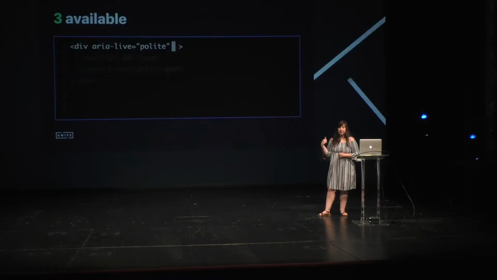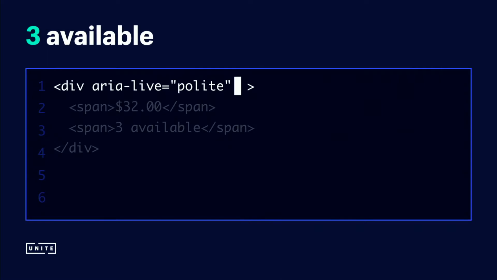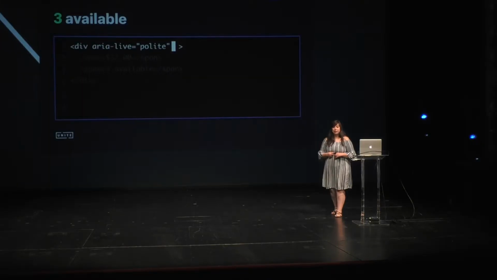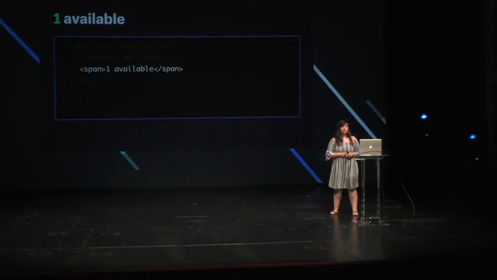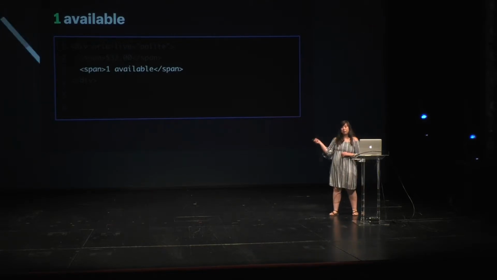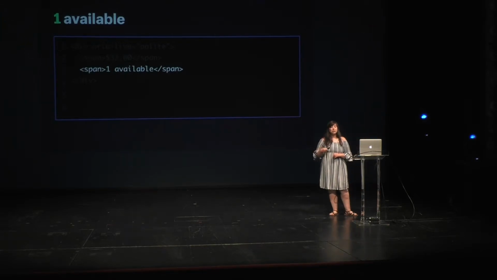In practice, it looks like this. You wrap the price and availability in an HTML element with the aria-live attribute on it. Here I've set the value to polite, so updates are announced, but they won't actually interrupt any other messages that are being read out to the person using a screen reader. Now, when the text changes from 3 available to 1 available, the screen reader will tell the user that the text has changed.